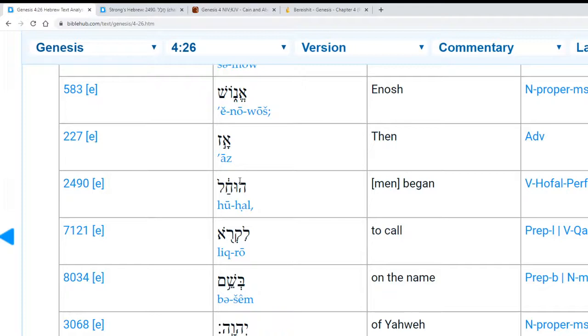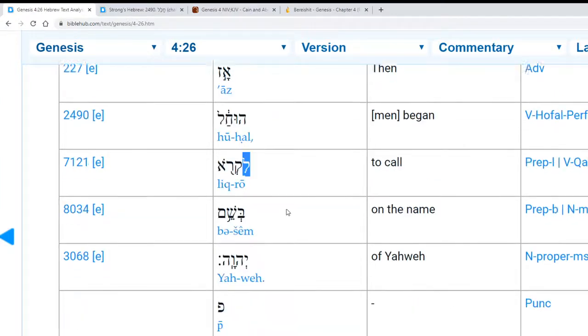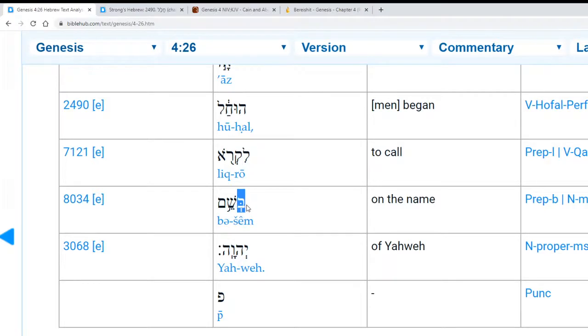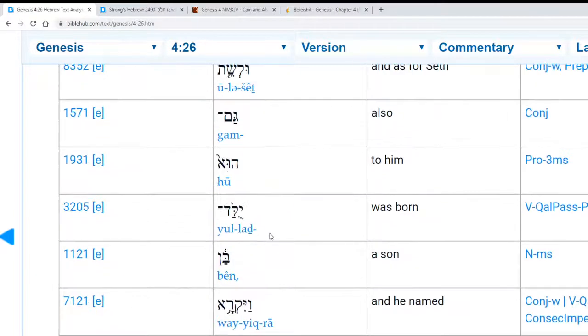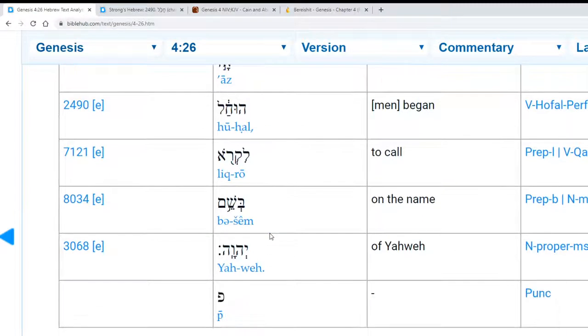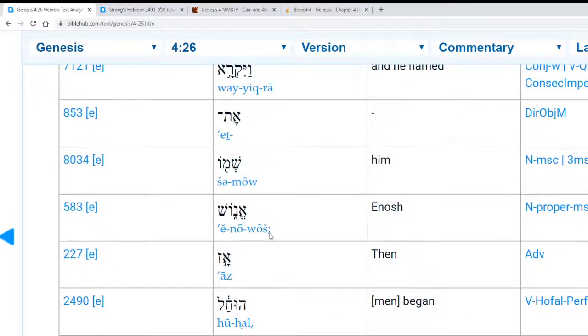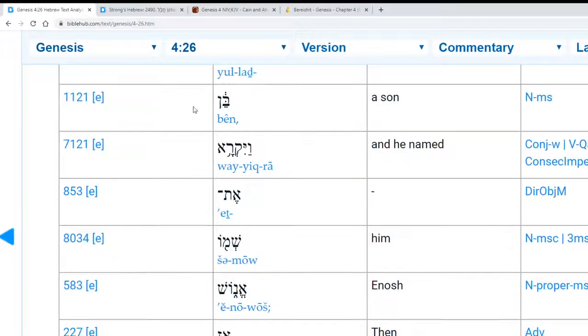But yeah, huchal likro b'shem havaya, and started to begin to call, right? Likro, to call. We've had kara many times. It's prepositional bet, not without an article. Shem, the name of the Tetragrammaton. So Enosh was the first person who started calling in the name of God. He was a very godly man.